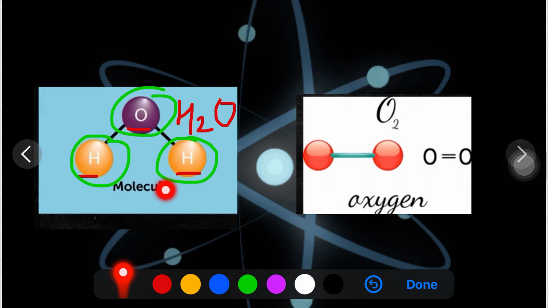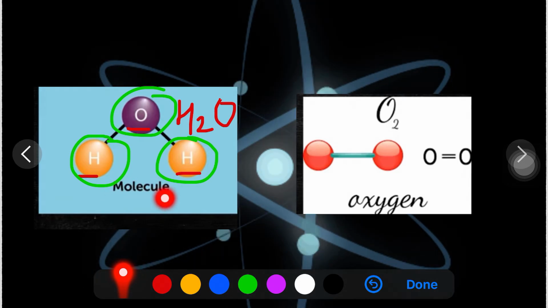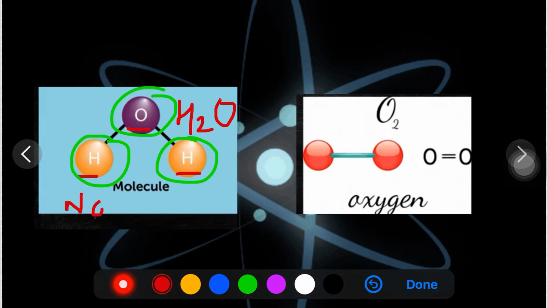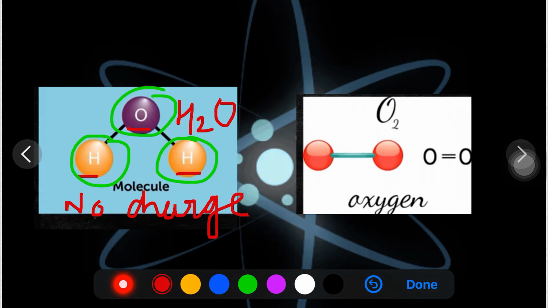Now, a molecule is electrically neutral, it has no charge. न ही इसके पास पॉजिटिव चार्ज होगा, न ही नेगेटिव चार्ज होगा. A molecule is an electrically neutral group of two or more atoms held together by chemical bonds.